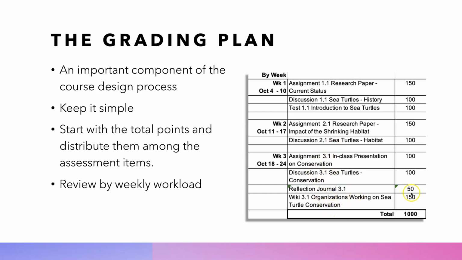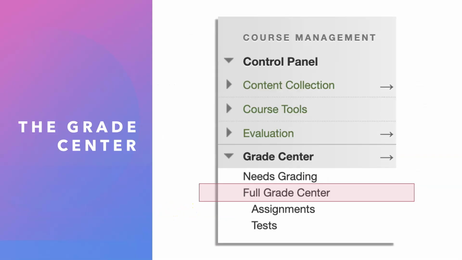We may take another look at the items that are due in week 3. And if our analysis tells us that that's an overload, we may choose to move some of these items to a different week. In Blackboard, you can locate the Grade Center under the control panel, which is displayed under the heading Course Management. When setting up the Grade Center, it is best to start with the full Grade Center option.